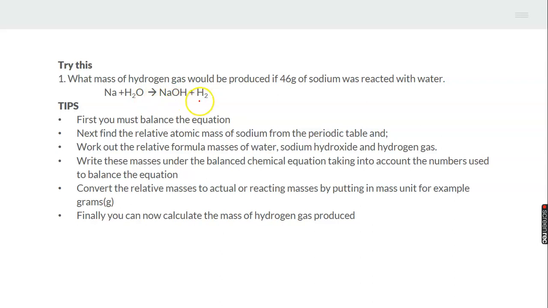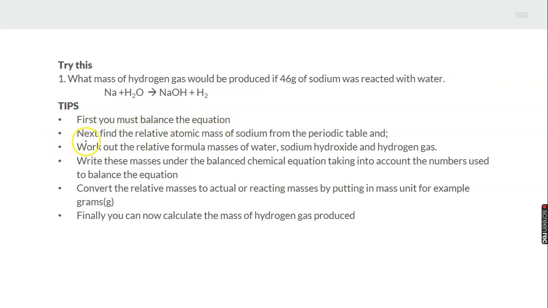The first thing I ask you to do is to look at the equation. You have to balance it. If it's not balanced, you have to make sure the number of atoms of each element on the left hand side is equal to the one on the right hand side. But note, you can't change the subscripts. You can only put integers here and there. So I said tips. First, you must balance the equation. That's the first thing you must do.